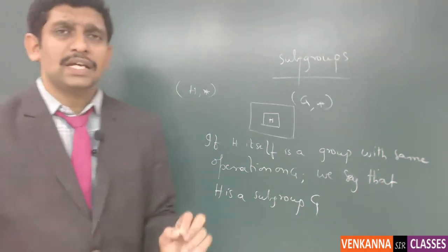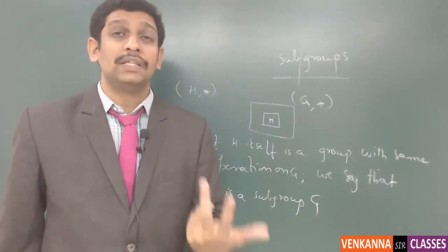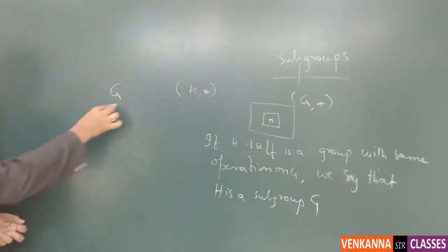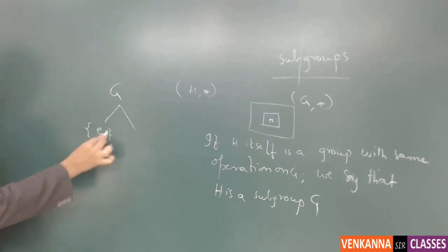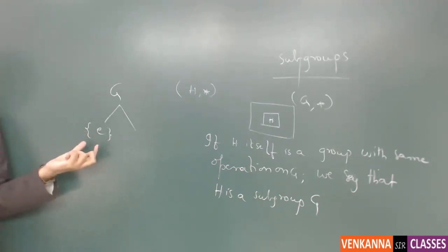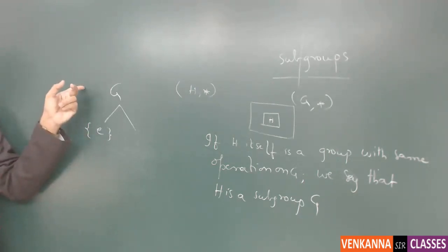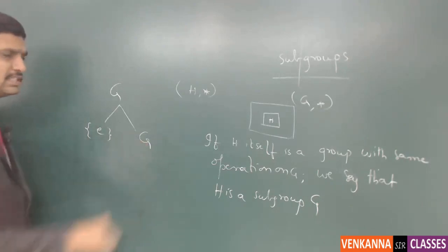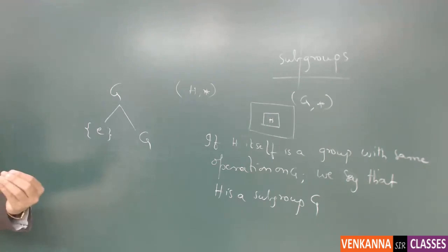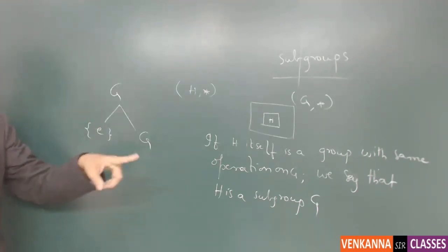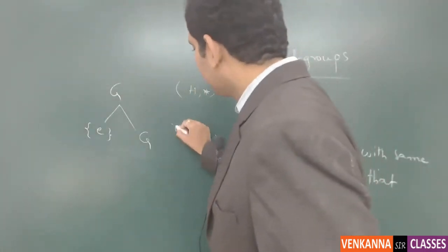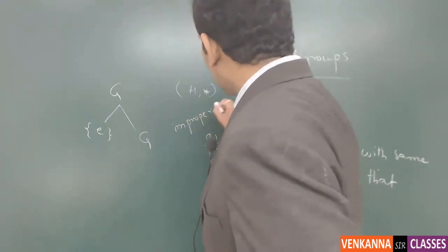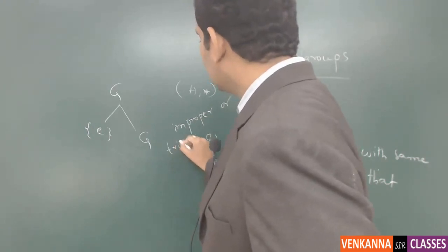Now, whenever you consider a group, for every group, there will be two subgroups. One is the set having only one element, the identity. It satisfies all the properties. So the singleton set is a subgroup of G. Second, G itself is a subgroup, because every set is a subset of itself. So whenever you consider a group, it will always have two subgroups, identity and G itself. These two subgroups we call improper subgroups or trivial subgroups.